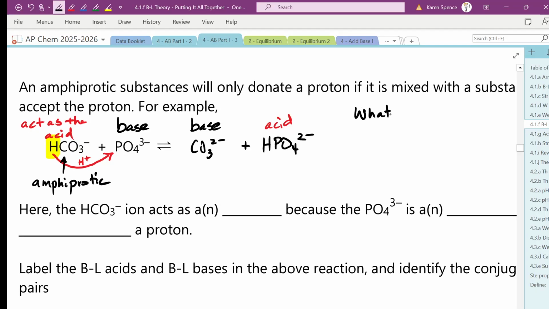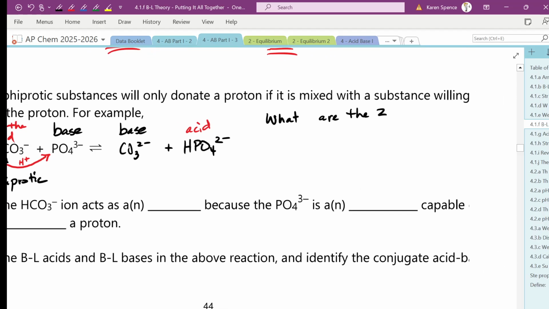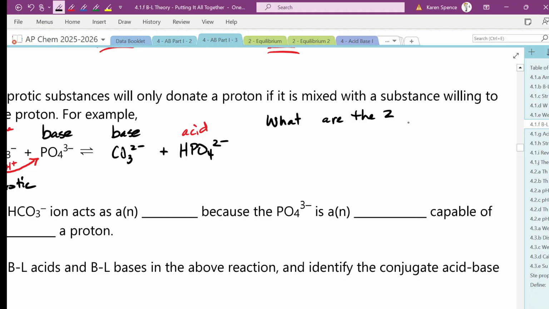What are the two conjugate acid-base pairs in this reaction?